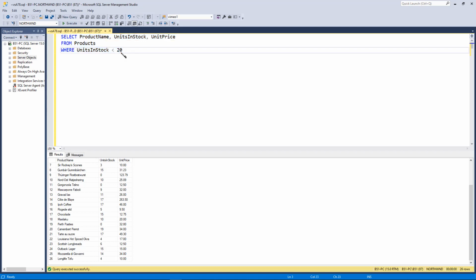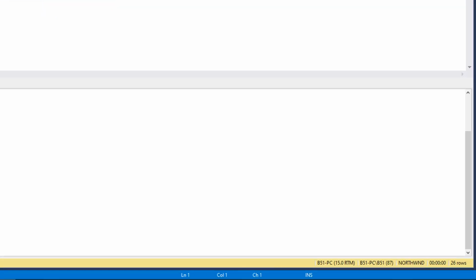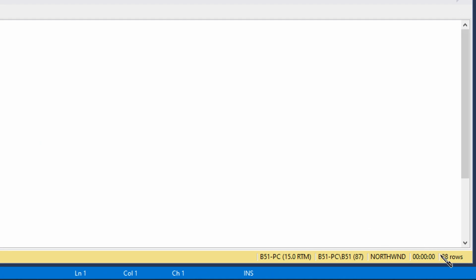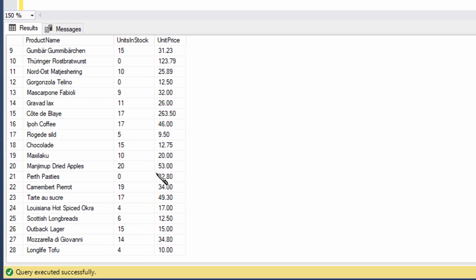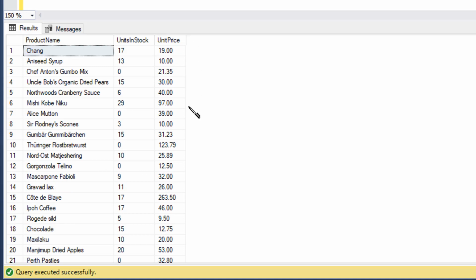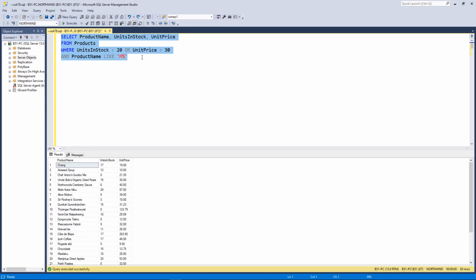So if we run everything together, we get 28 rows because now we have the 2 rows of the units in stock higher than 30 and the product name starting with M. This one, units in stock higher than 30, and the product name starts with M. And the Mishi Kobe Niku, where the units in stock are higher than 30 and the product name starts with M, but the units in stock are not correct. So we have at least this one.